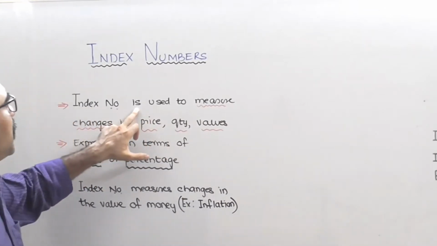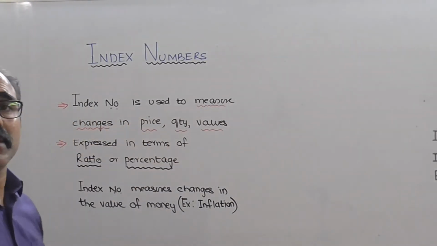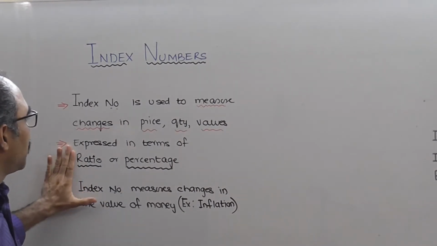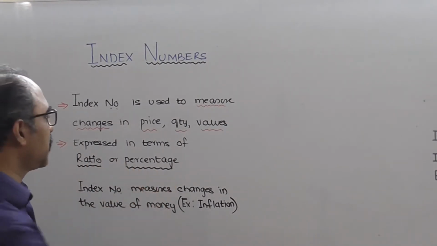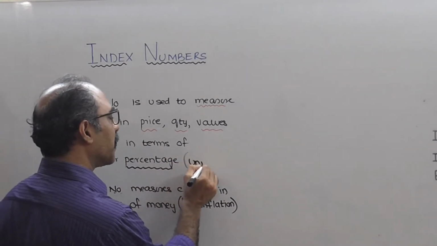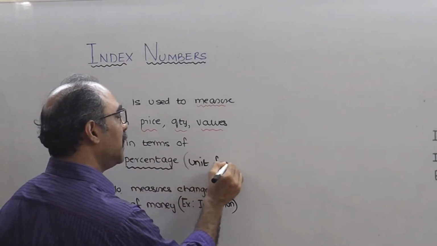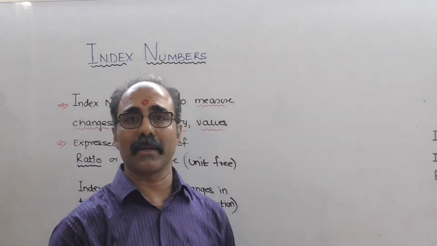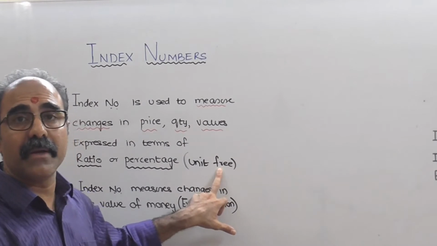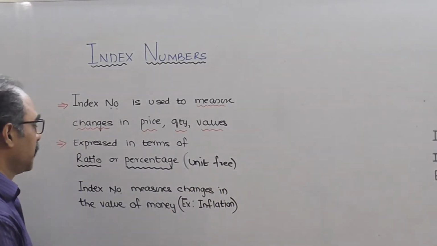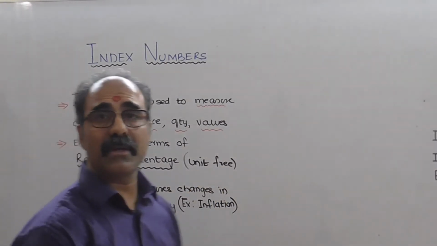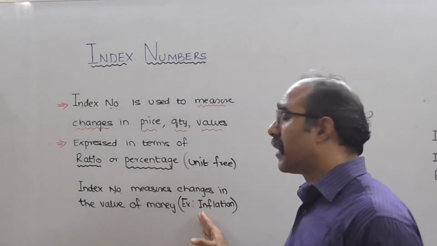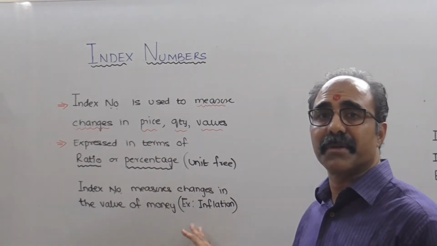Now, index number is basically used to measure the changes in price, quantity and values. It is always expressed in terms of ratio or percentage. It is basically unit free. Unit free means it doesn't have a unit of measurement like centimeters, meters, rupees, nothing. That's why it's called a unit free measurement. Index number is used to measure the changes in the value of money. Changes in the value of money is generally related to the concept of inflation. Got it?